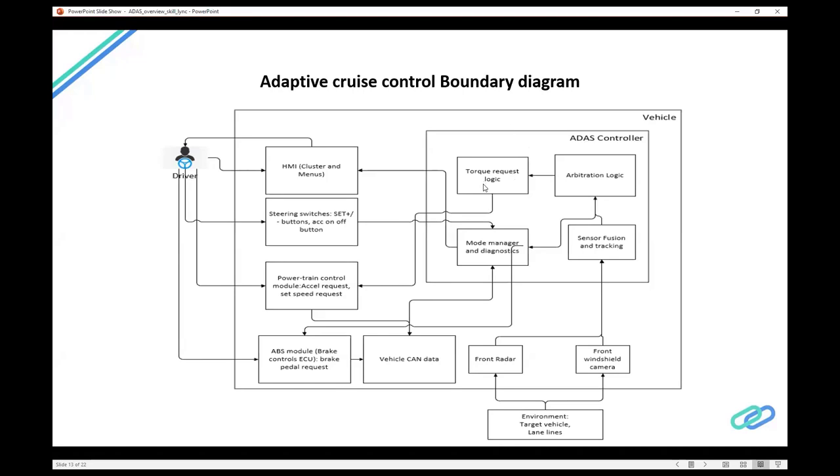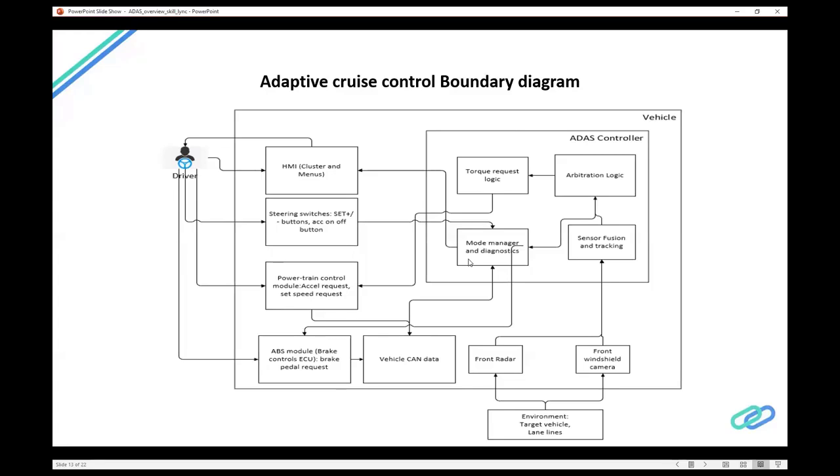So depending on how fast the vehicle has to decelerate, the torque request is given to the powertrain control module. And let's say that torque request is not enough for braking. So then there is a separate request which goes to the ABS or the brake controls module. And this is the mode manager.